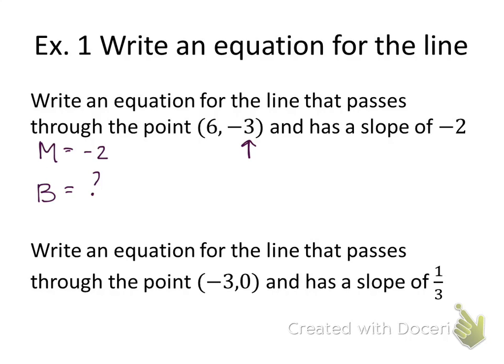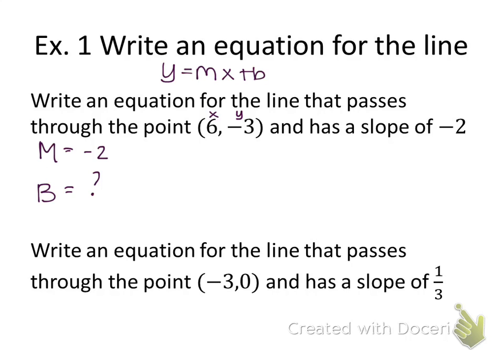But I know that a point always stands for what, comma, what? X, comma, y. Perfect. So I know that 6 is x and -3 is y. We already said, okay, we don't know what B is, but I know M, I know X, and I know Y.